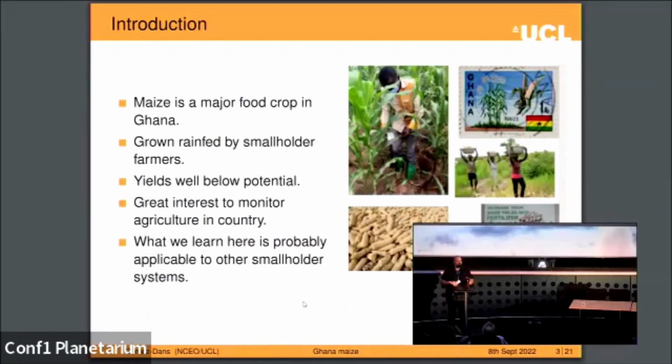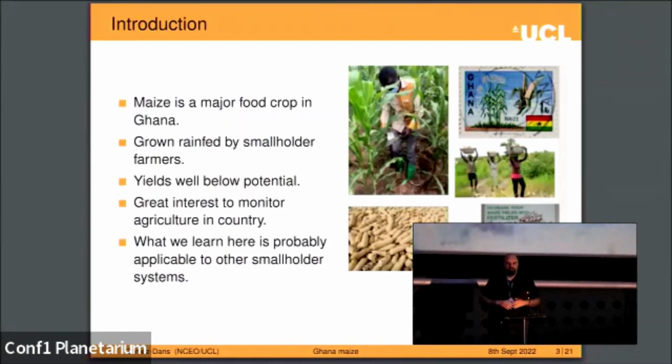It's a rain-fed crop grown in a very heterogeneous way due to management variations and non-professional farmers, and it's usually recognized that the attained yields, the production of maize, is very well below its potential. So there's potential to increase the production of grain. As this is such a heterogeneous system, there's a huge uncertainty of production: where it happens, when it happens, and how much of it there is. And there's great interest in monitoring this.